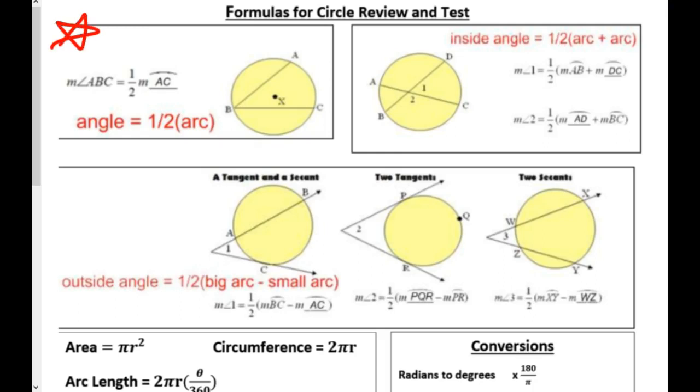okay? The angle equals half the arc, okay? And it says it right here, angle equals half the arc. So if you see the vertex on the edge, look for that on the formula chart, okay?